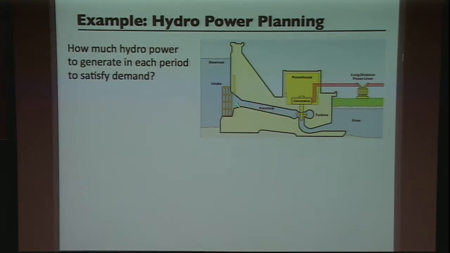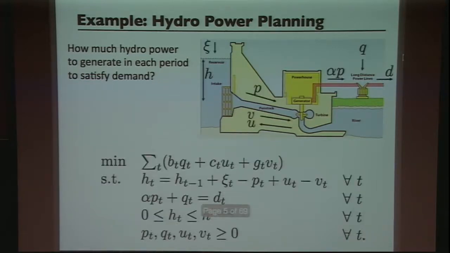So this is a hydropower plant. We have a number of planning periods, say quarters, for example, and in each quarter we are interested in how much hydropower to generate, essentially to satisfy demand. The demand is known, and the other issue is how much water flows into the reservoir in every period. That's something that could be uncertain, but here we're talking about a deterministic formulation.